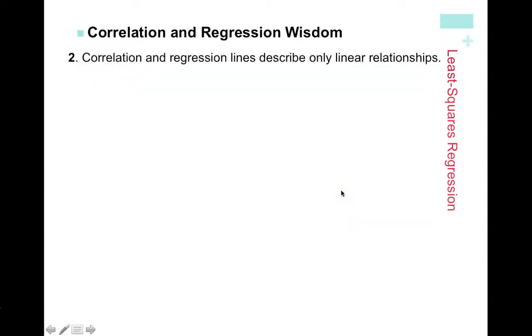Second, correlation and regression lines only describe linear relationships. When we talk about the correlation, we are talking about a linear relationship. When we talk about a regression line, I hope you're saying, well, yeah, we're talking about linear relationships. It's a line, for crying out loud. We can't use these techniques for data that has a curved trend to it.